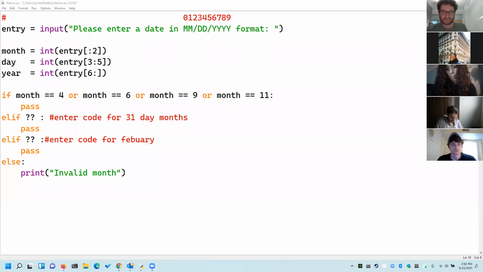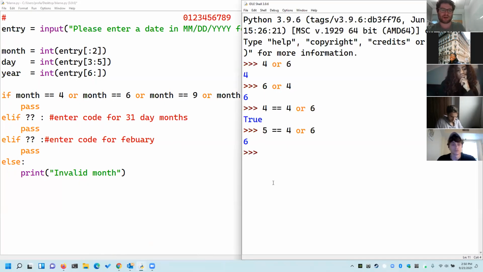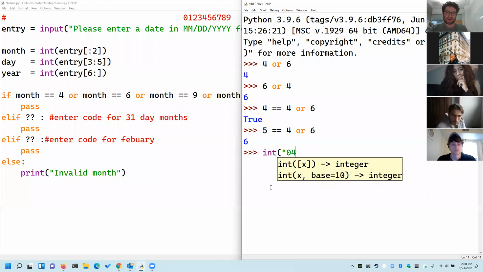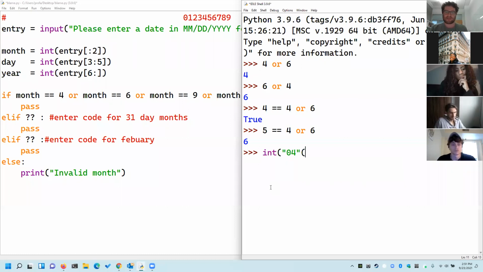No, it would not. So that is a good question. So now that we're all back, Ezra asked, wouldn't it be an issue if you put in 04 instead of 4? And the answer is not really. If we take 0 and 4 and throw it into an integer, it behaves exactly as you'd want it to.